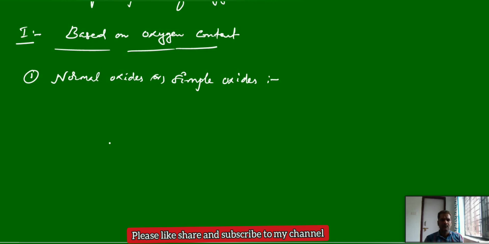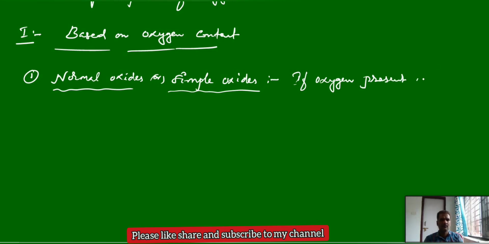If the element has a sufficient amount of oxygen to satisfy its valency, then we call that type of oxide a normal oxide or simple oxide. So in the binary compound, if oxygen is present in the required amount to satisfy the valency of the other element, that is called a simple oxide.